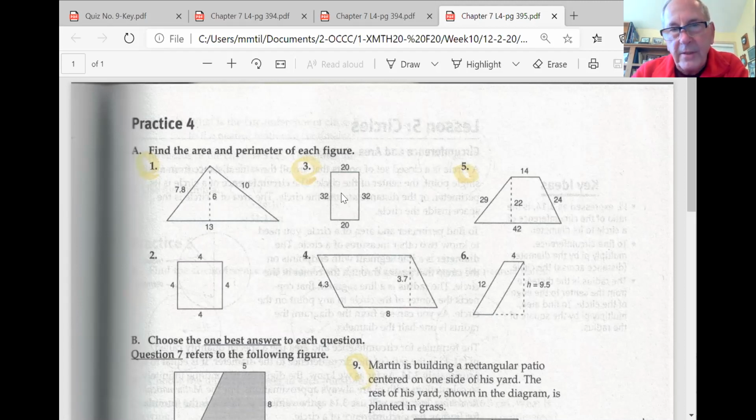This is just a rectangle, so it's base times height. This one over here, you can treat as a trapezoid. You would take 1/2 times the height, which is 22, times base 1 plus base 2, which is 14 plus 42. Add it together, take 1/2 times this, and you've got your answer. That's just a trapezoid. This is just a square, so it's just 4 squared. This one's a parallelogram, so it's just base times height.